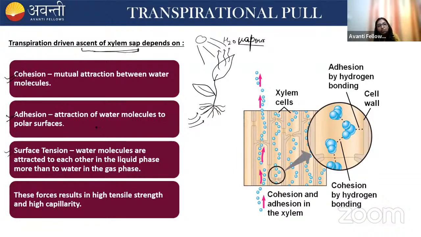And there are some properties of transpiration pull. Number one is cohesion. When there's an attraction between water molecules, you can see there's a bond between them. So cohesion, hydrogen bonding, is the attraction between two water molecules, between the same molecules. If there's an attraction between different molecules, then it is adhesion, like the attraction between the water molecules and the polar surfaces of the cell wall.